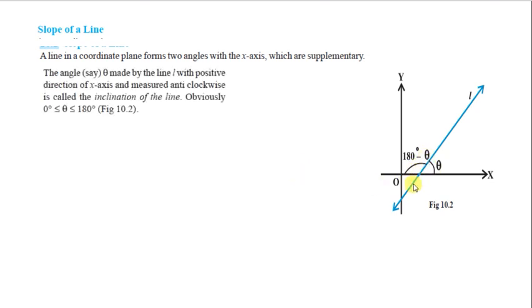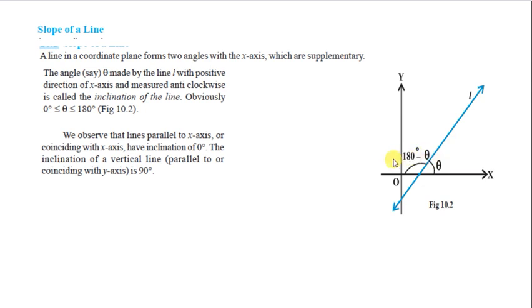Now the angle theta which this line makes with the positive direction of x-axis, measured anti-clockwise, is called the inclination of the line. Any line, the angle it makes with the positive direction of x-axis in the anti-clockwise direction, that is called the inclination, and tangent of it is called its slope.